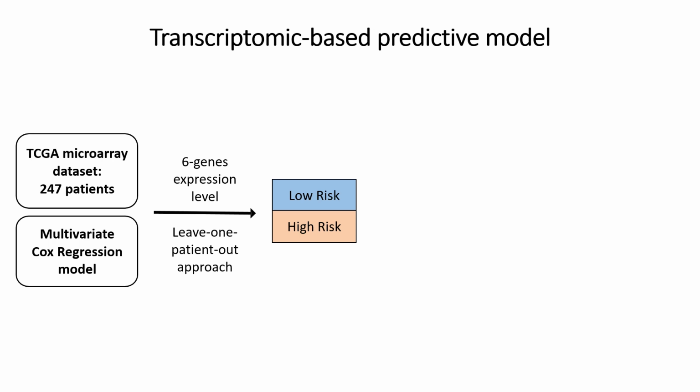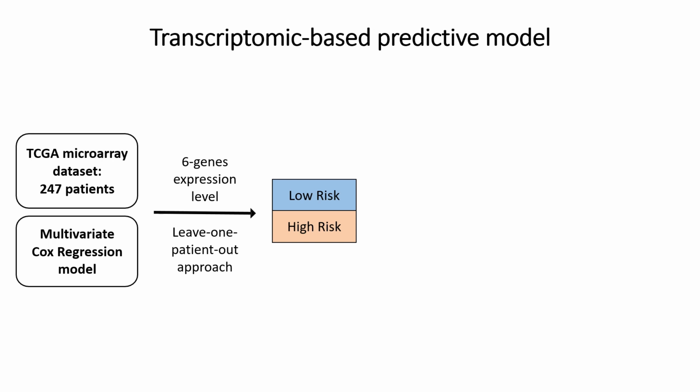Finally, to add a stronger clinical value to the identified set of genes, we used them to build a predictive model. With this aim, we selected a new dataset of glioblastoma patients and extracted the expression levels of the identified genes and the progression-free interval values of the patients. Thus, with the leave-one-patient-out approach, we trained a Cox regression.